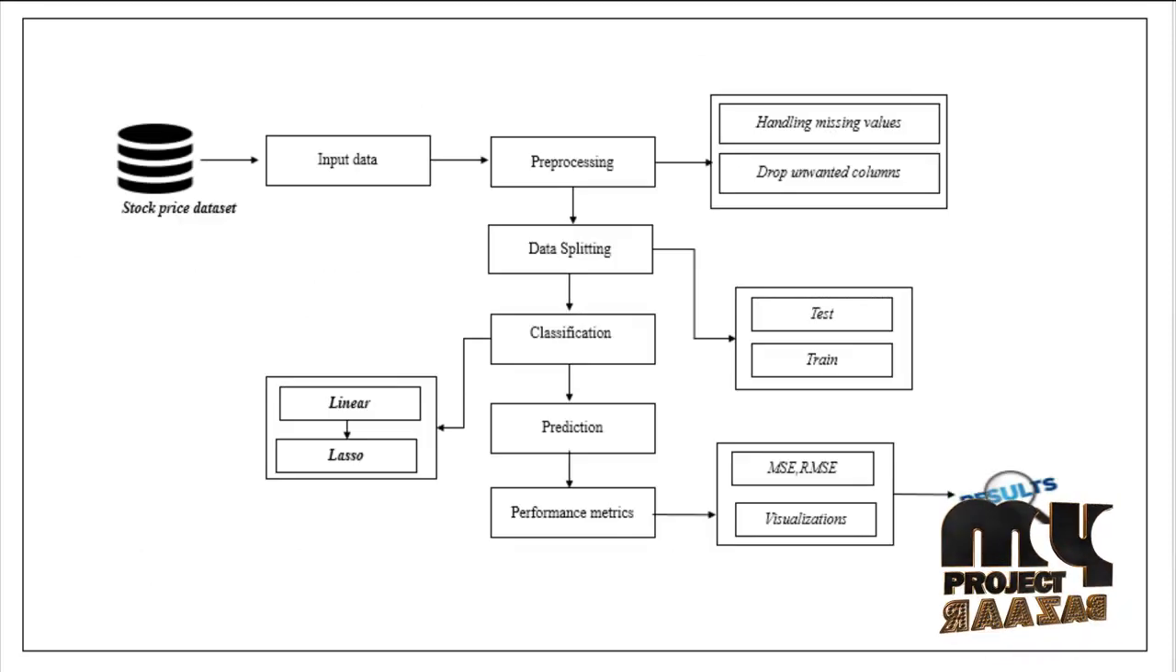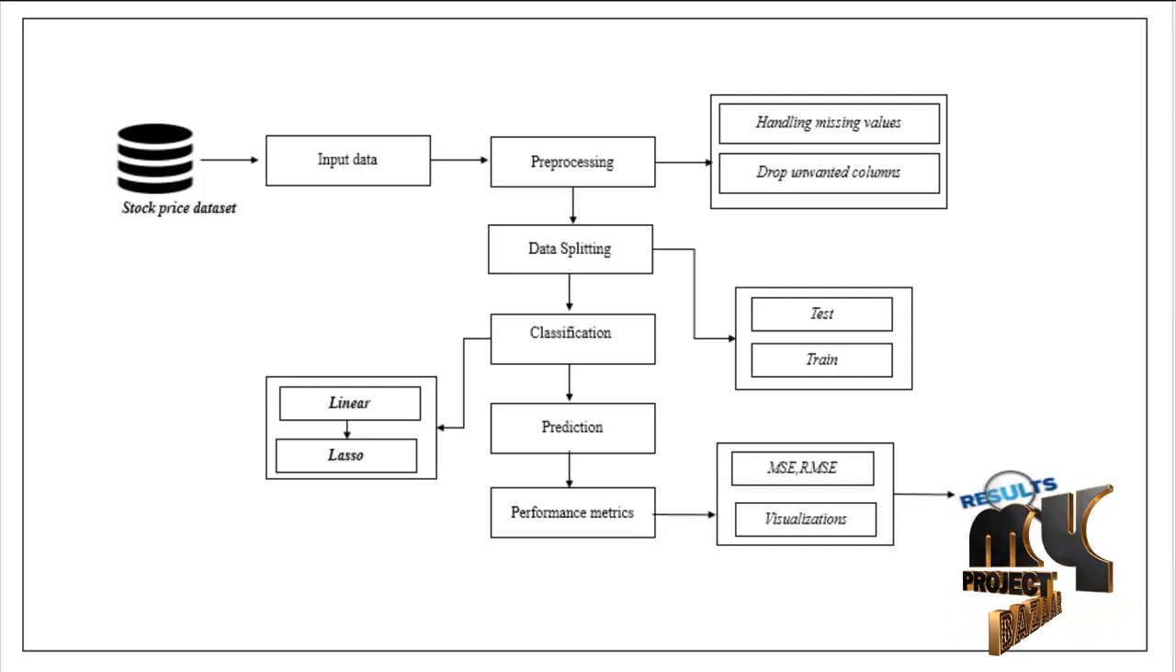This is the flow of our process. First we have to take the data set, that is the stock price data set. Here we have taken the Amazon stock price data set, which is collected from data set repositories like UCI, GitHub and Kaggle and so on.